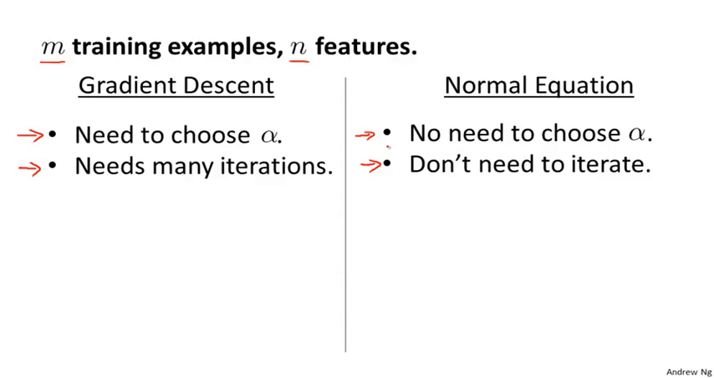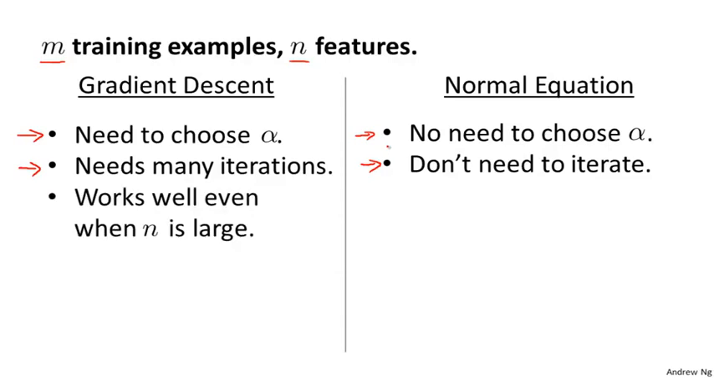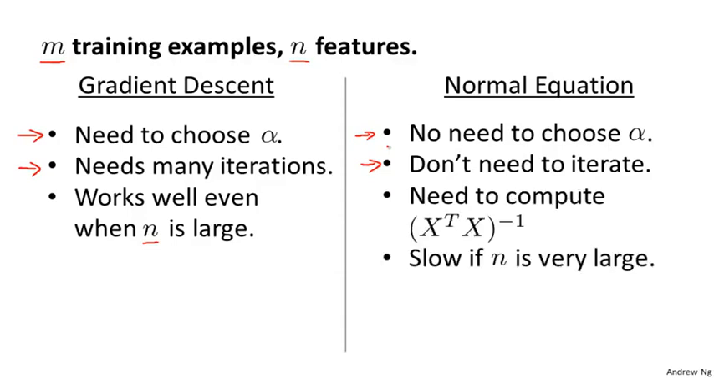Here are some disadvantages of the normal equation and some advantages of gradient descent. Gradient descent works pretty well even when you have a very large number of features. So even if you have millions of features, you can run gradient descent and it'll be reasonably efficient and do something reasonable. In contrast, the normal equation, in order to solve for the parameters theta, we need to compute this term, X transpose X inverse.